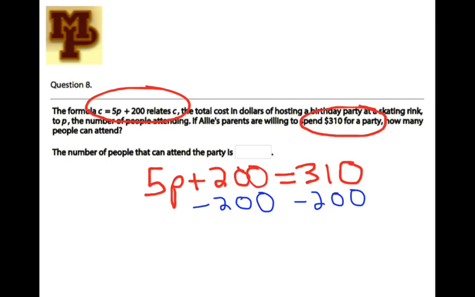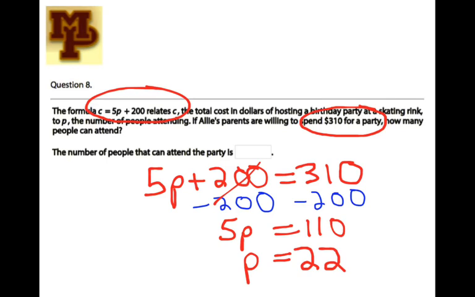So then we can solve for p to figure out how many people can attend. So we have 5p, because these will cancel out. 5p equals 110. So it looks like we have how many people? 110 divided by 5. So I have 22. Does that look good? Let's see, 110, 5p, yep, looks good to me. 22 people.